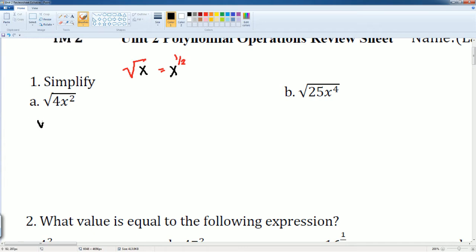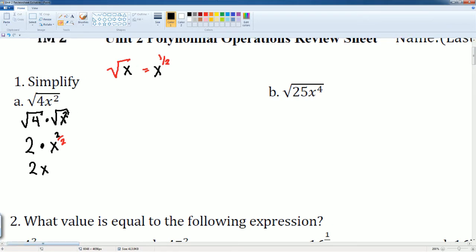First of all, I'm going to split this into two parts: the square root of 4 times the square root of x squared. I can plug this already in my calculator and get the value 2. Now I want to deal with this. It's x squared, but now I want to divide it by 2 because that is what the radical is. Because I can simplify this now, it becomes 2x. 2 over 2 just becomes the value of 1. So the final answer would just be 2x.